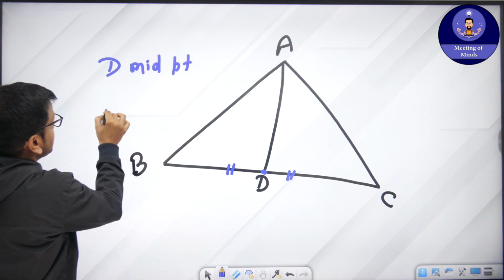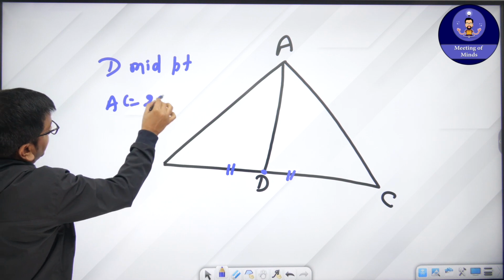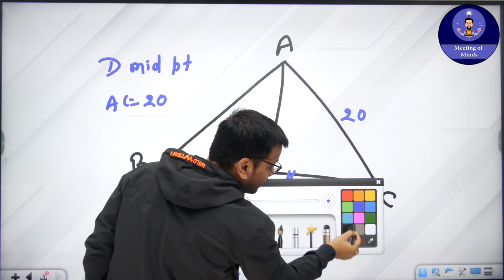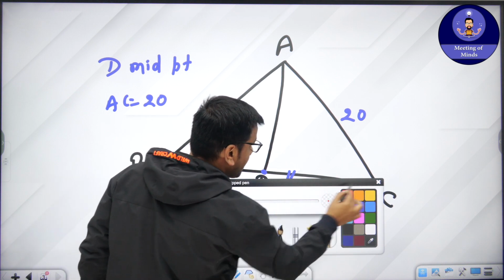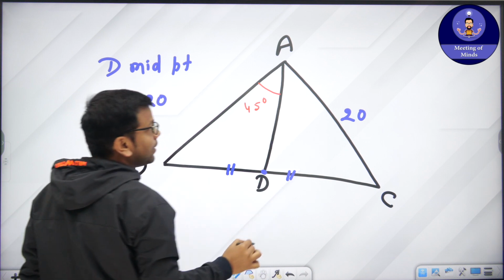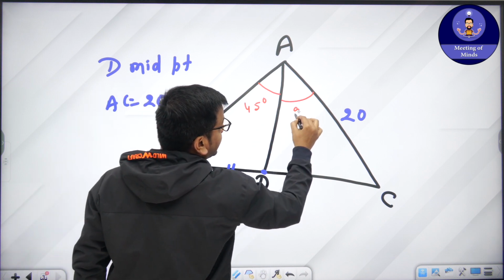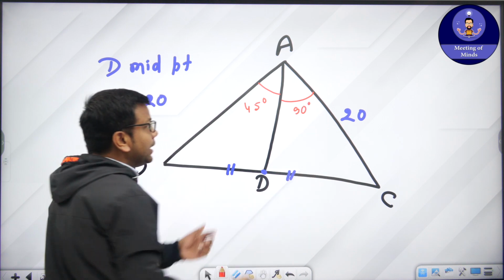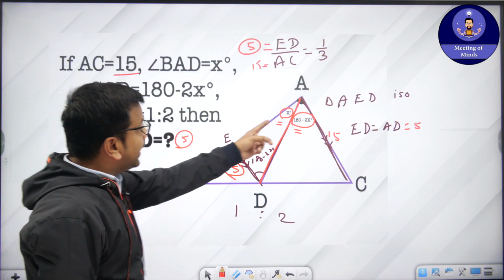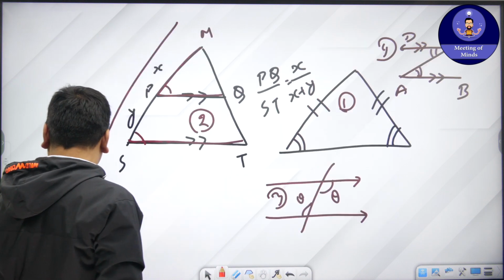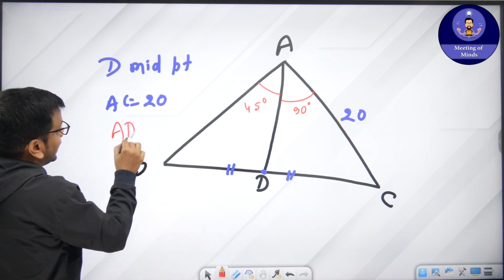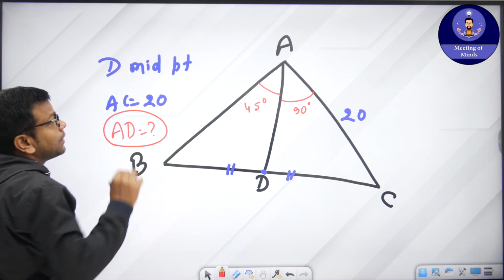The second data is AC is 20 units. And the last data which I'm going to give you is, if this angle is 45 degrees, then this angle is 90 degrees. Can we have the same thing, x and 180 minus 2x? Check the figure. If you have this type of property, my question is, what is the length of AD?